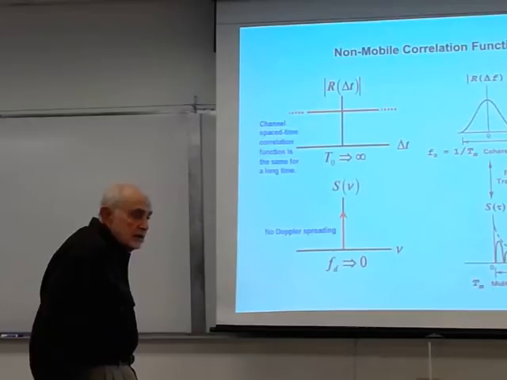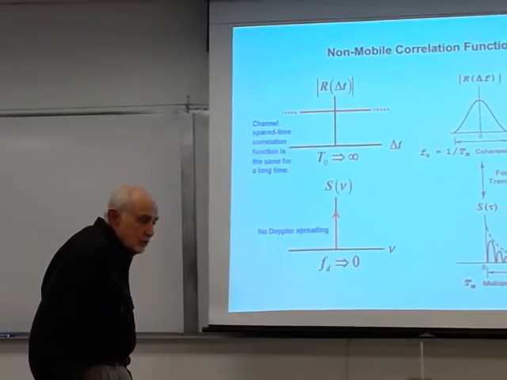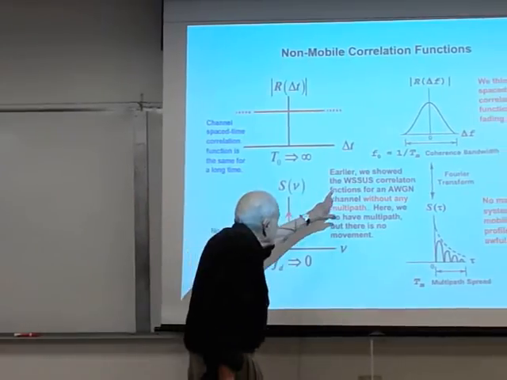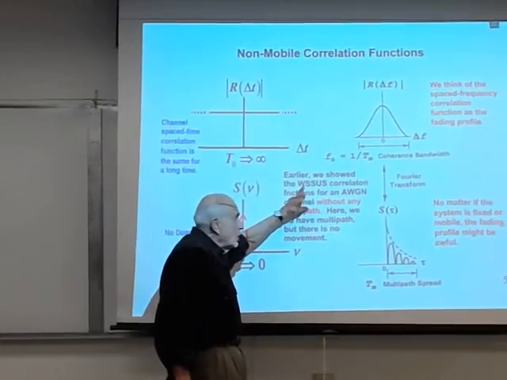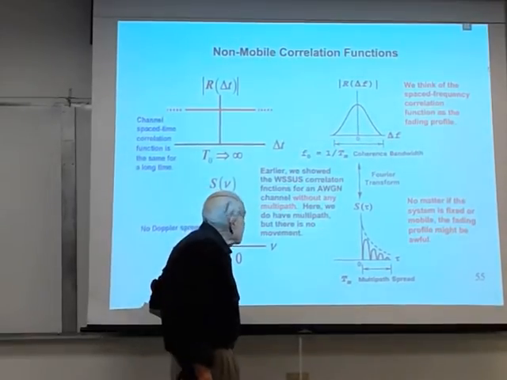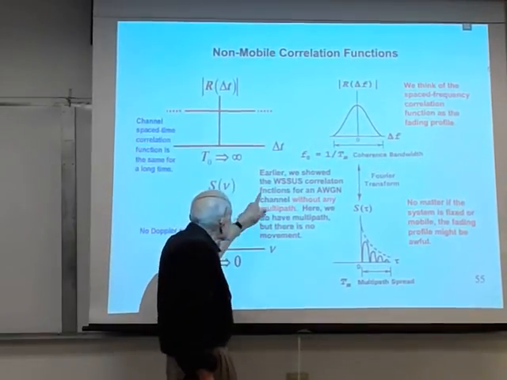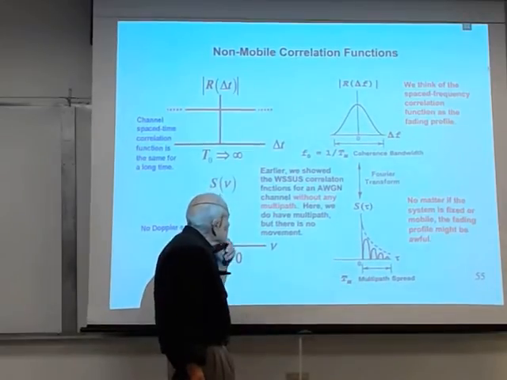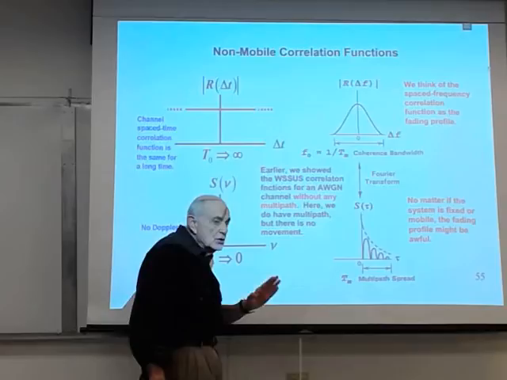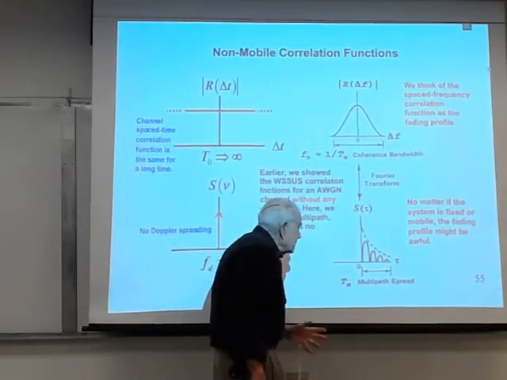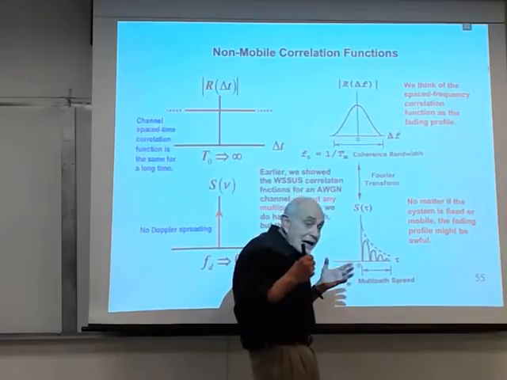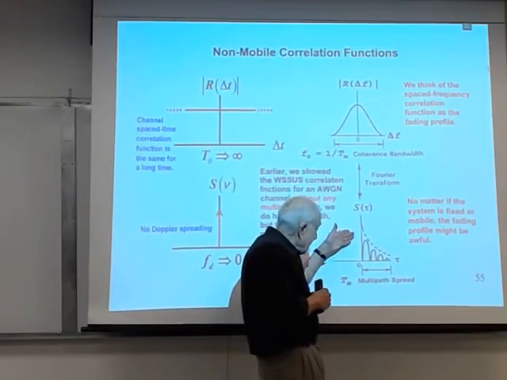So I'm looking at, you have multipath, but you're not moving. You're not moving at all. So remember, earlier we showed the stationary uncorrelated scatter functions for an AWGN channel without any multipath. Here we do have multipath, but there is no movement. So notice, if there's no movement, you can still be in a lousy condition of having a multipath spread.